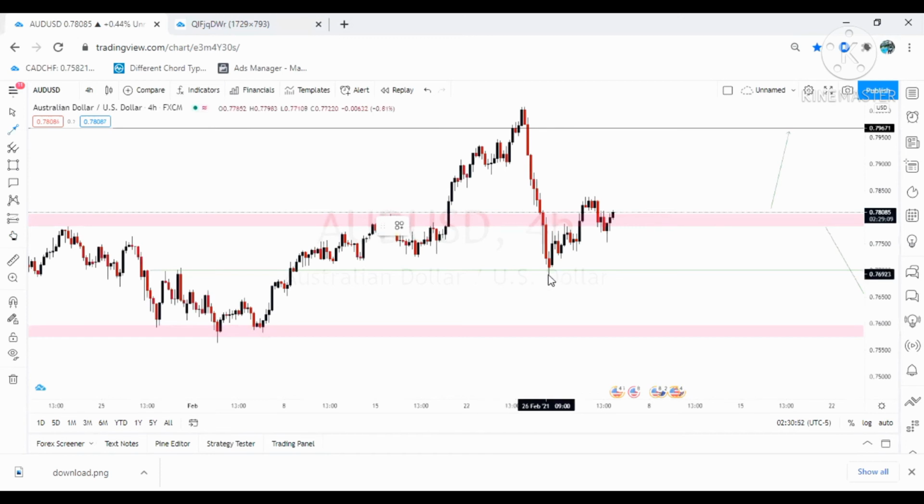So for every impulse there has to be a correction. So this right here could be a correction from what we're seeing on the lower time frame. Or yeah, from what we're seeing on the 4-hour, this is a correction. So the market could come to this level.